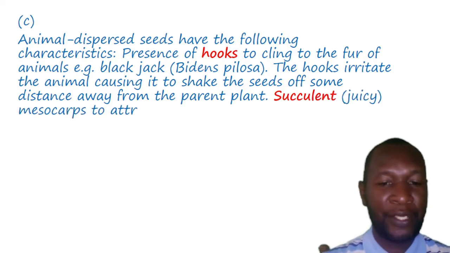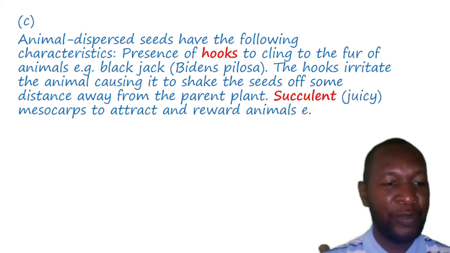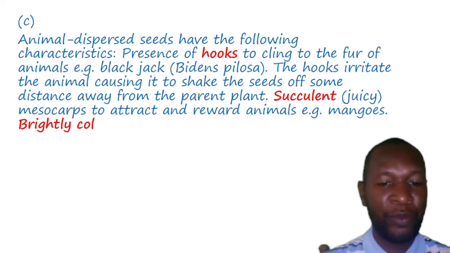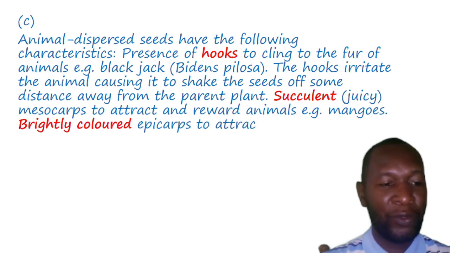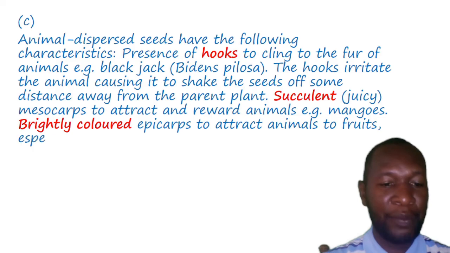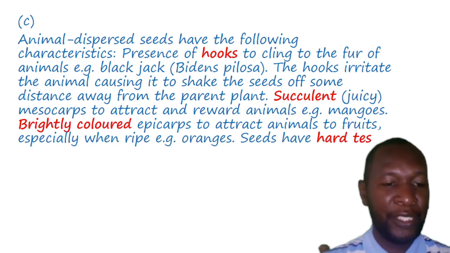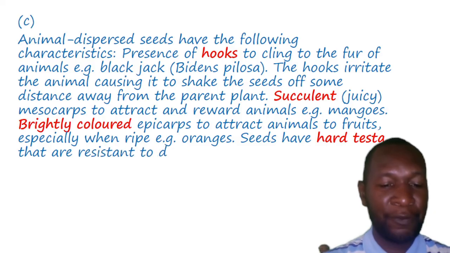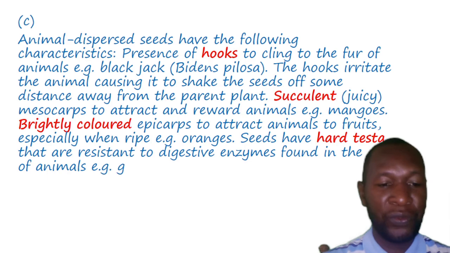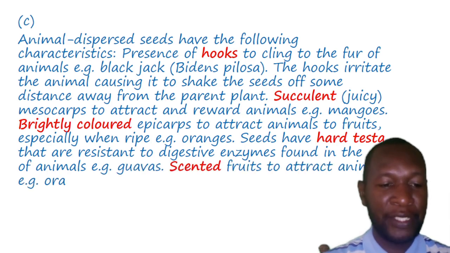Some plants have succulent mesocarps to attract and reward animals, for example, mangoes. They also have brightly colored pericarps to attract animals to the fruit, especially when ripe, for example, oranges. Seeds have hard testas, which are resistant to digestive enzymes found in the guts of animals, for example, guavas. Some fruits are scented to attract animals, for example, oranges.